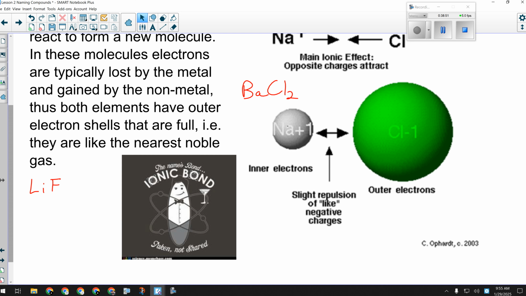How many people remember this? Drop and swap, or swap and drop. The reason you do that when you're making up the formula is to make sure that the number of electrons is balanced. To make sure that you've accounted for the fact that barium has 2 electrons to give away, and chlorine can only take 1 at a time. That's why I would need 2 chlorines to make that work. All right, is that ringing a bell from last year a little bit?